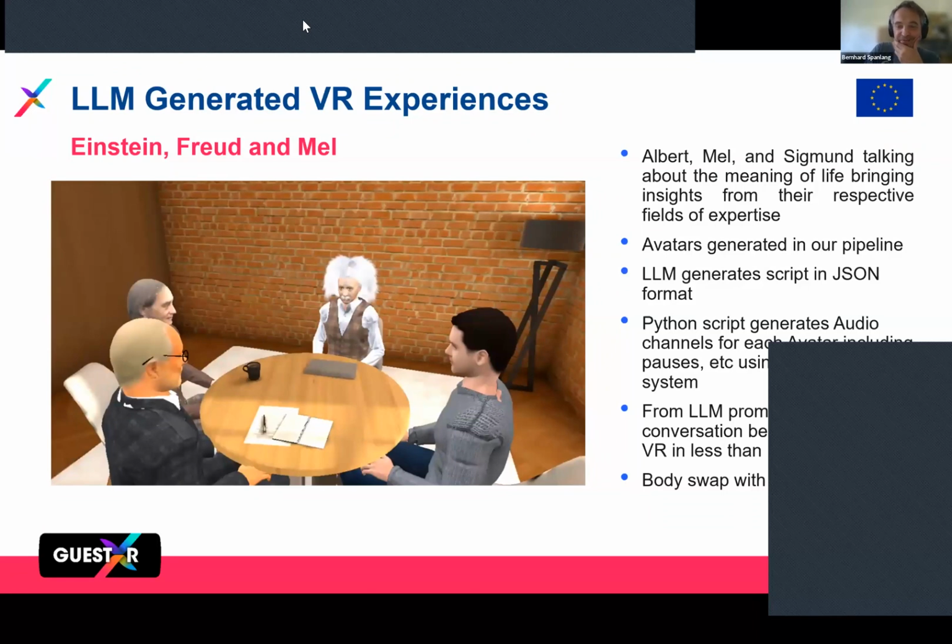is just basically you tell ChatGPT, make a conversation between Mel Slater, Albert Einstein, and Sigmund Freud, and make it about the meaning of life, and use the specific insights of the specific personalities, what they know, use that for the conversation. It's basically a prompt to ChatGPT and generate that in a specific JSON format, which I told it to use because our Python system needs a specific format to generate the audio files.